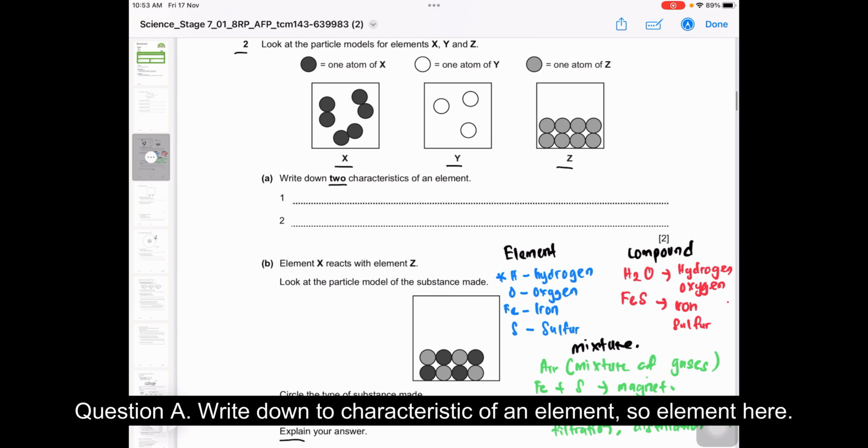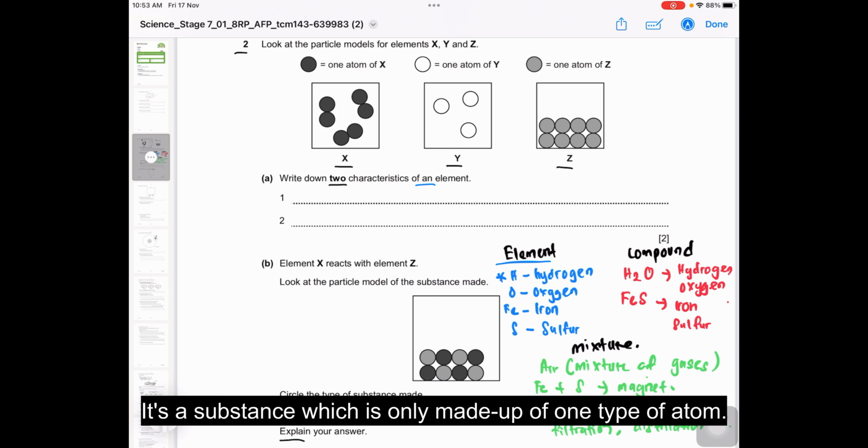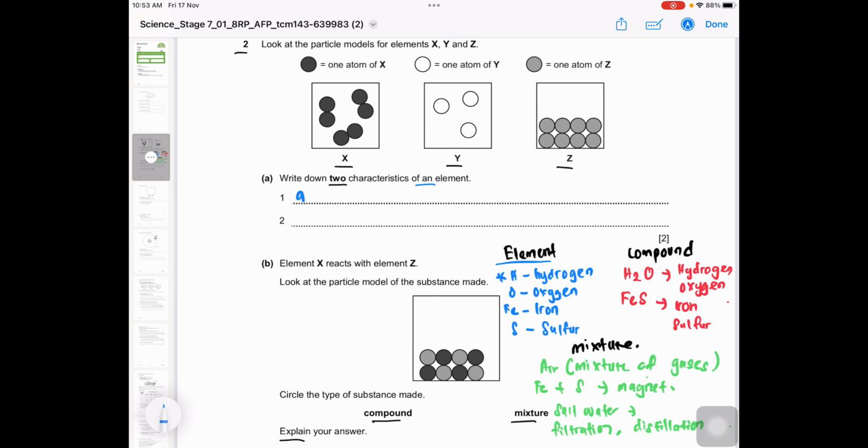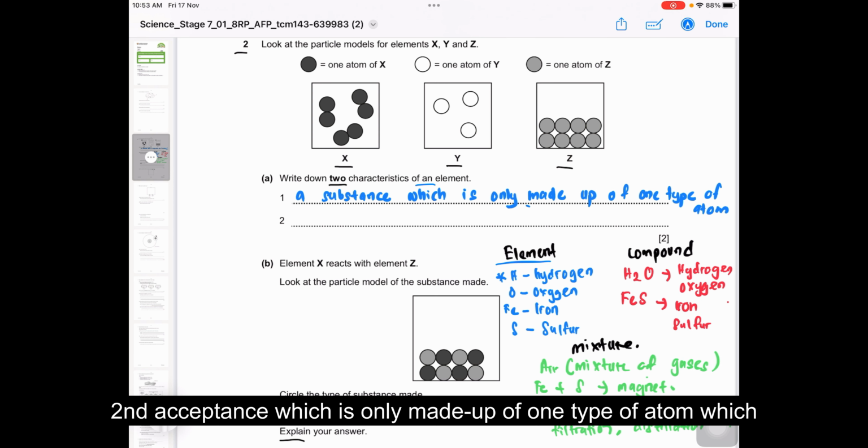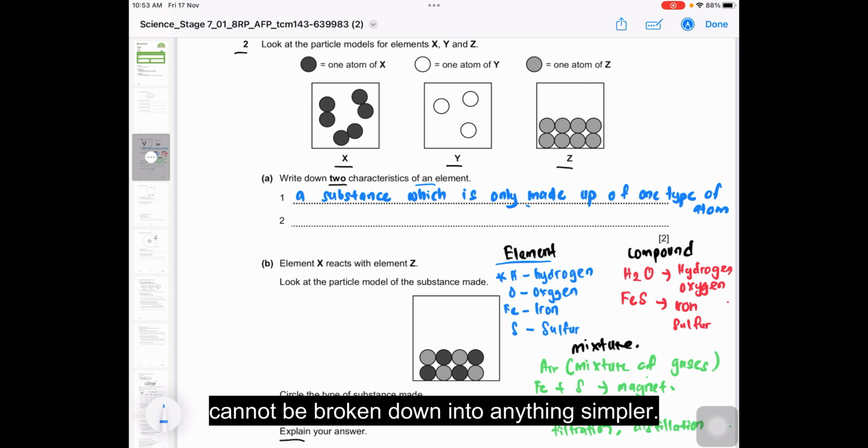Question A. Write down two characteristics of an element. So an element here is a substance which is only made up of one type of atom. Second, a substance which is only made up of one type of atom which cannot be broken down into anything simpler.